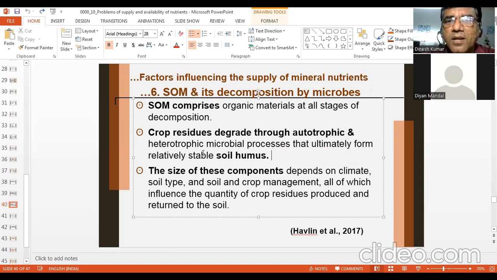So these details I will teach you separately, but here the purpose is that when you have organic matter in the soil, it is decomposed, it is oxidized, or it is reduced, whatever way it is reduced, ultimately it also releases nutrients. So if the contribution of organic matter is higher, then the supplying capacity of the nutrients will be higher. It is very simple to explain.